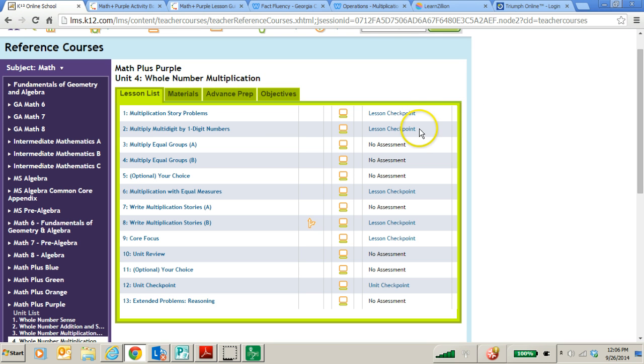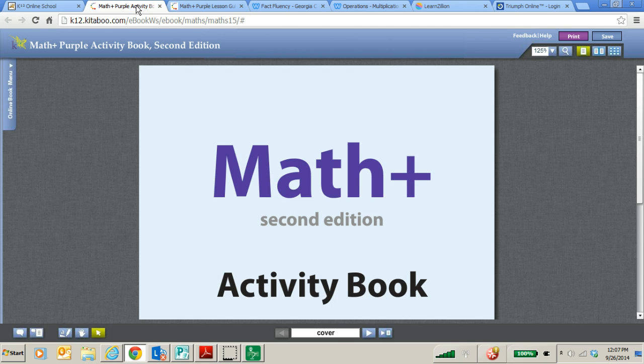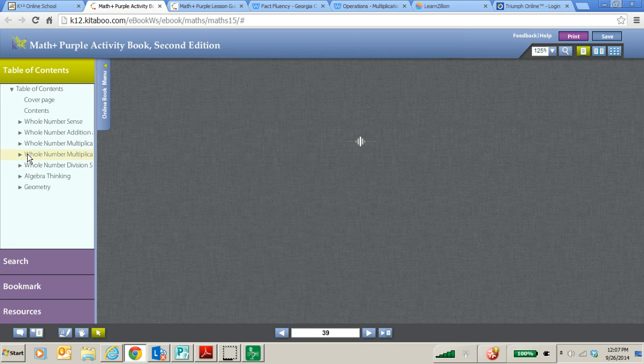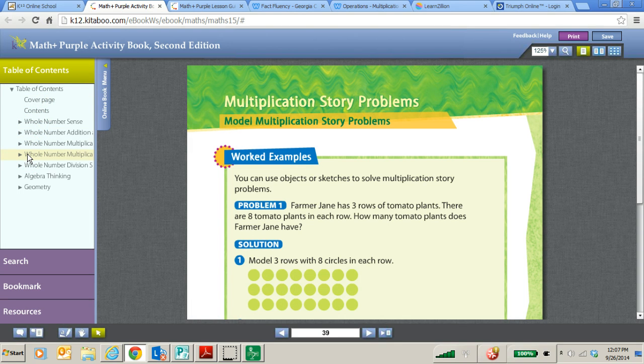You will notice that there are checkpoints at the end of some units, and some units or lessons do not have a checkpoint, and we'll talk about some of these checkpoints and how to help your child be successful with those, and we'll also review the extended problem solving. So let's head on over to the student activity book, and remember, you can go straight to Unit 4, and it will open up to the whole number multiplication unit.